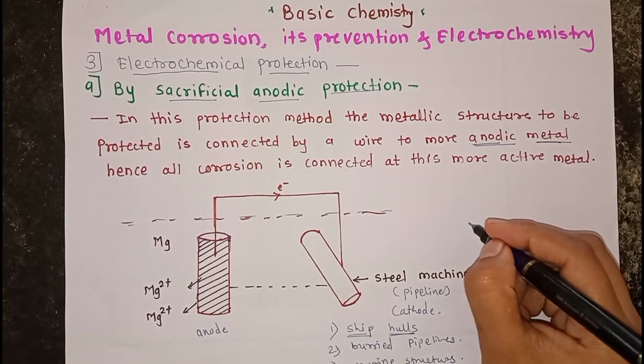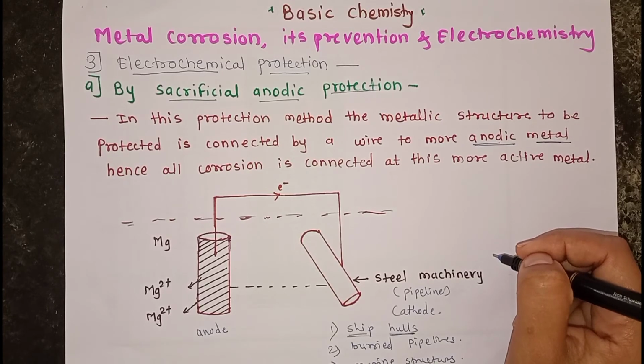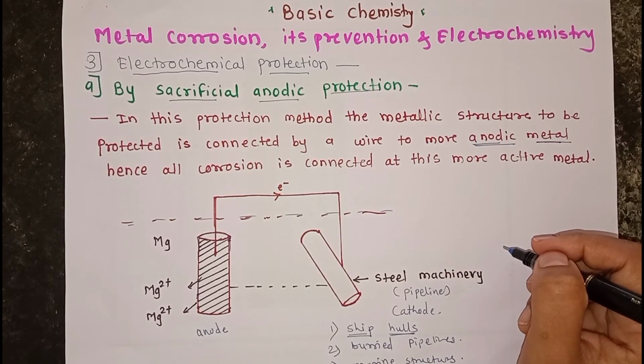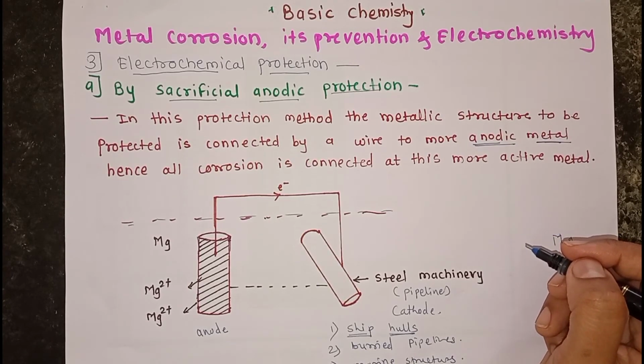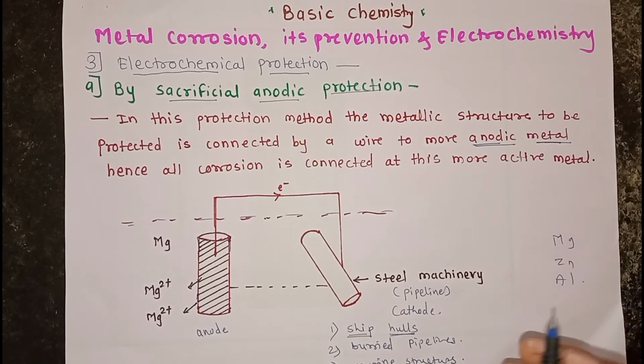The ship hulls are generally under water, so the underwater part of the ship is in contact with the water. That part would act as an anode and corrosion would be carried out. So for the protection of the ship, a different, more active metal is attached to the ship. This metal acts as an anode, and the ship hull acts as a cathode, and at that time the ship hull is protected from corrosion.